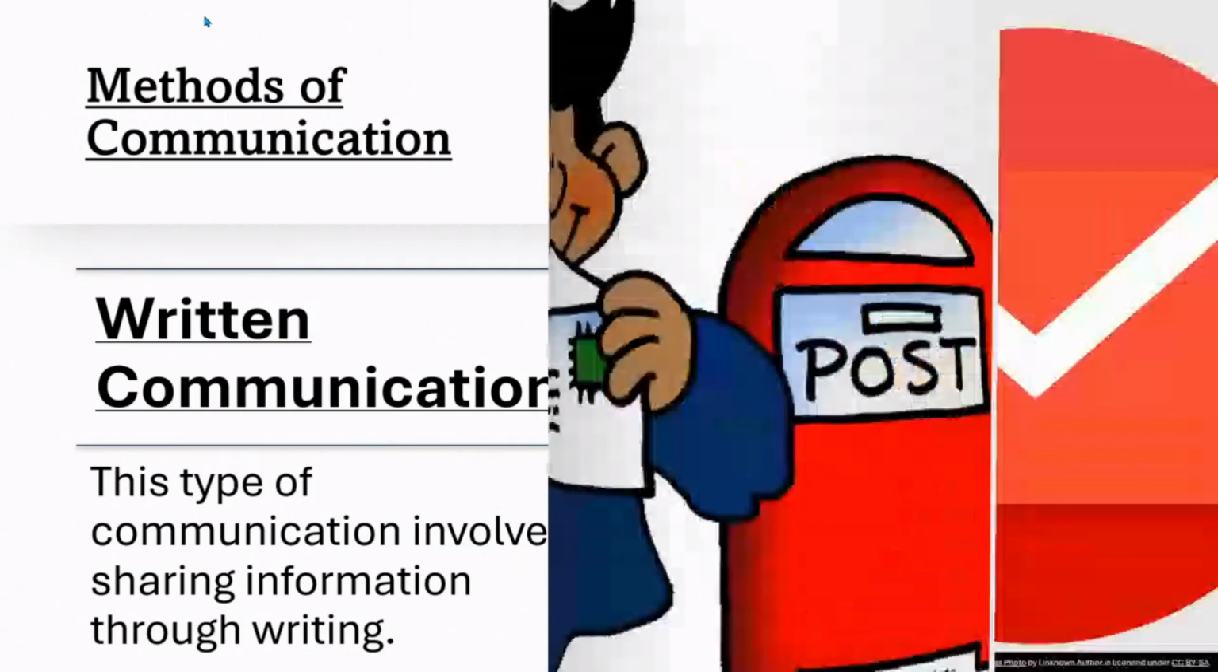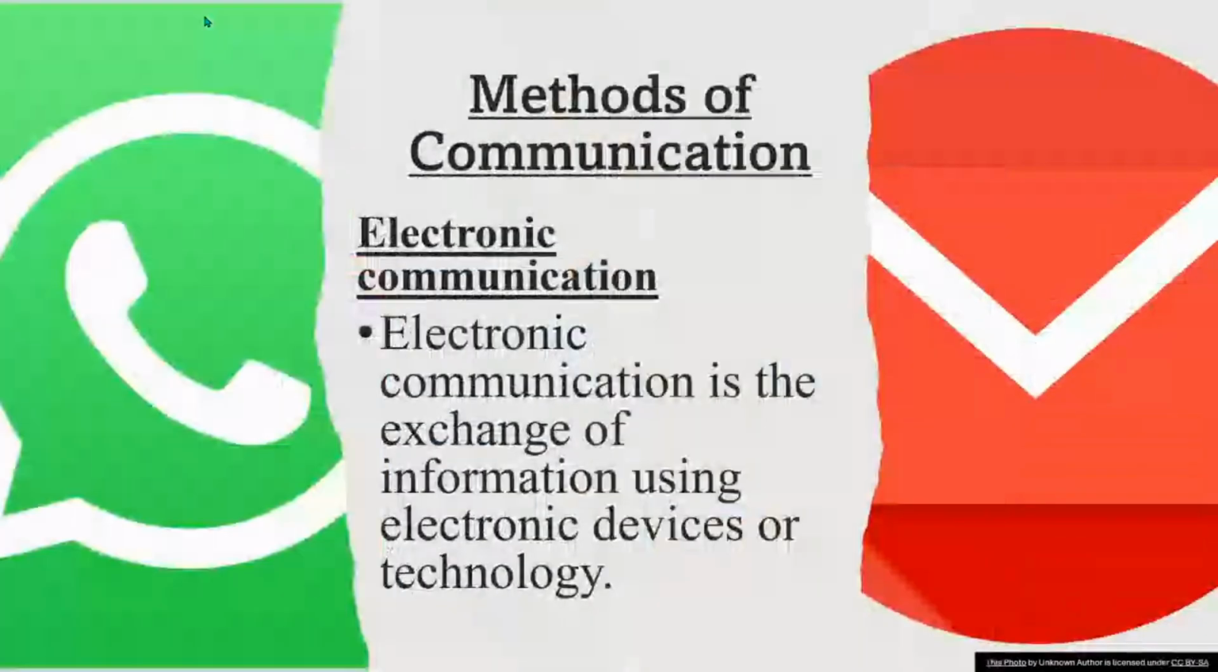Then we have electronic communication. Electronic communication is the exchange of information using electronic devices or technology. So whenever we're exchanging information with the use of our cell phones, probably via WhatsApp or via email, then we're engaged in electronic communication.